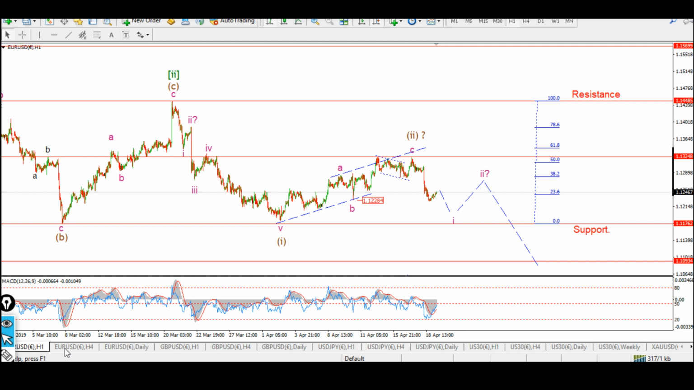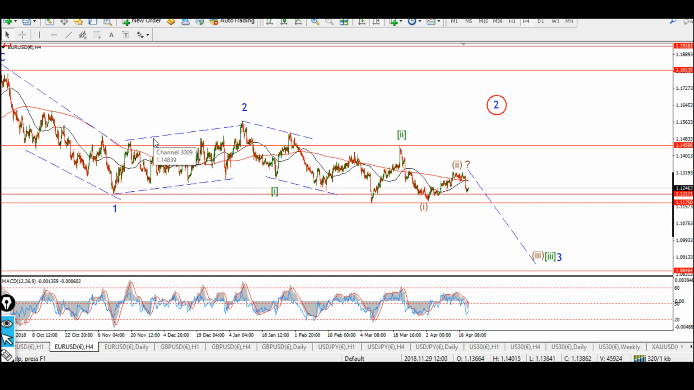Okay, I think we'll do the usual, start on the 4 hour and move down into the hourly. 4 hour for the medium term trend and hourly for the short term.